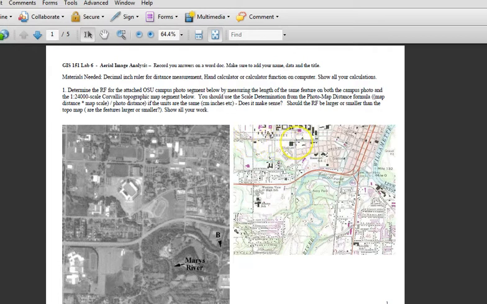You'll measure this, multiply it by 24,000, and then divide it by the distance of the same measurement from the air photo, and that will give you your representative fraction.